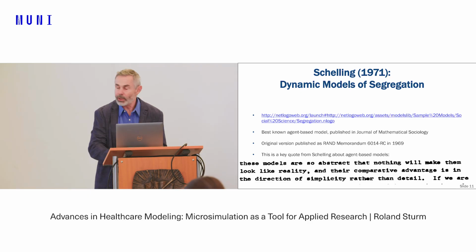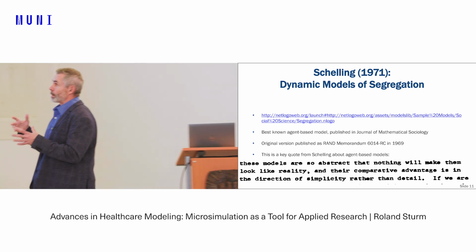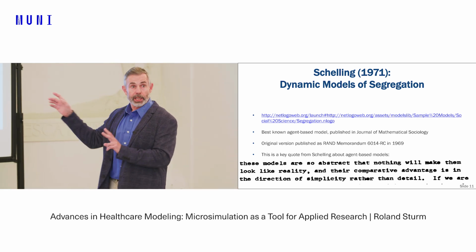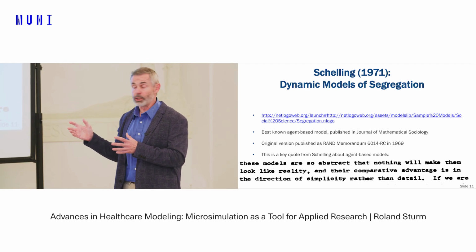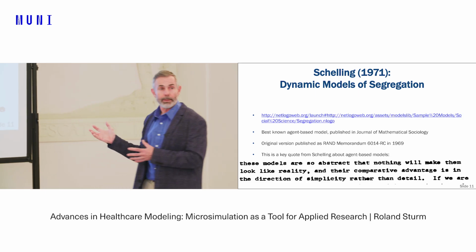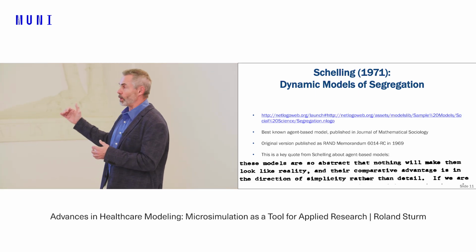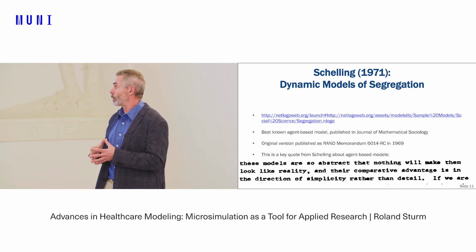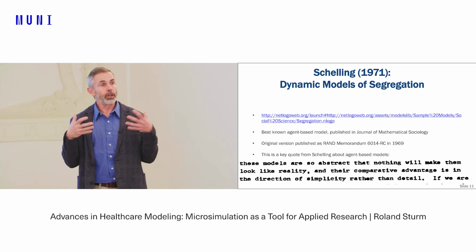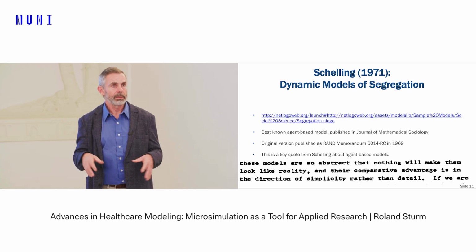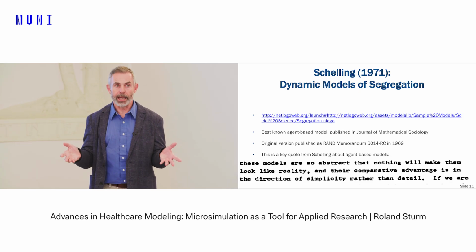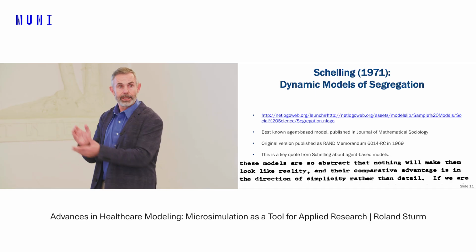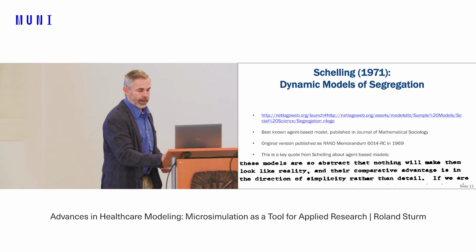So Tom Schelling got a Nobel Prize. And I won't. So I told you about the microsims that are empirical, and Tom Schelling himself wrote about this agent-based model. These models are so abstract that nothing will make them look like reality. Their comparative advantage is in the direction of simplicity, of qualitative insights, not guiding policy. If you want to guide policy, let's switch over to the other world.